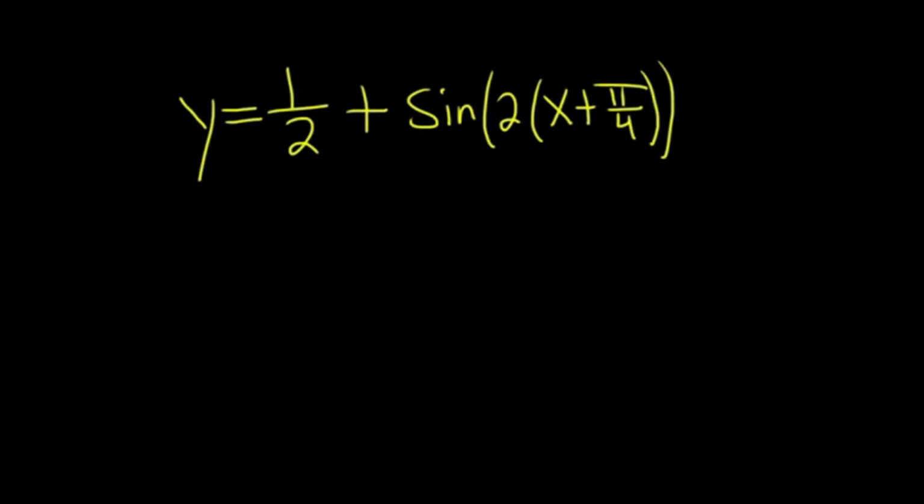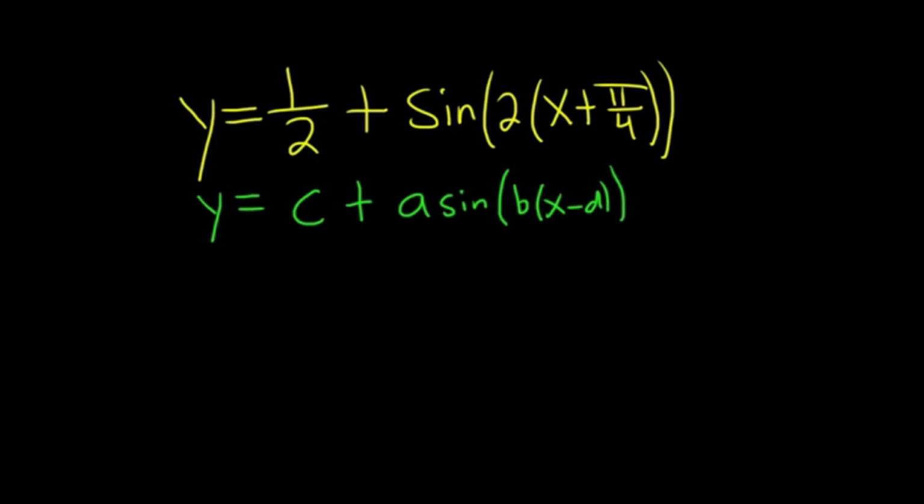In this problem, we're going to find various things for this function. So first, let me point out the standard or general form. That form would be y equals c plus a sine, parentheses, b times x minus d. Whenever things are written in this way, we can find various things for the trig function.